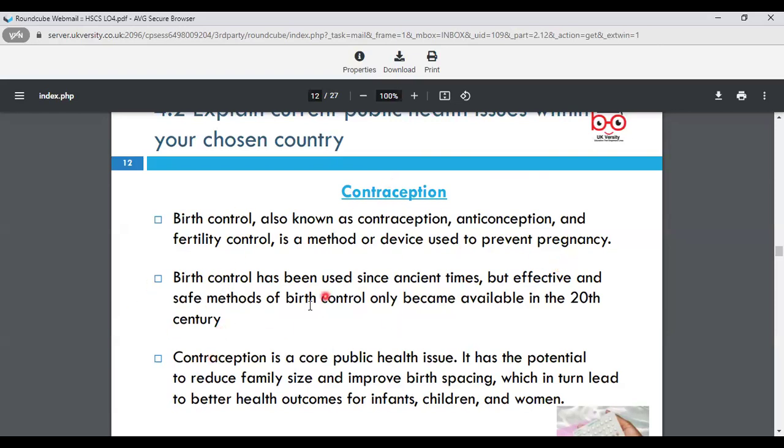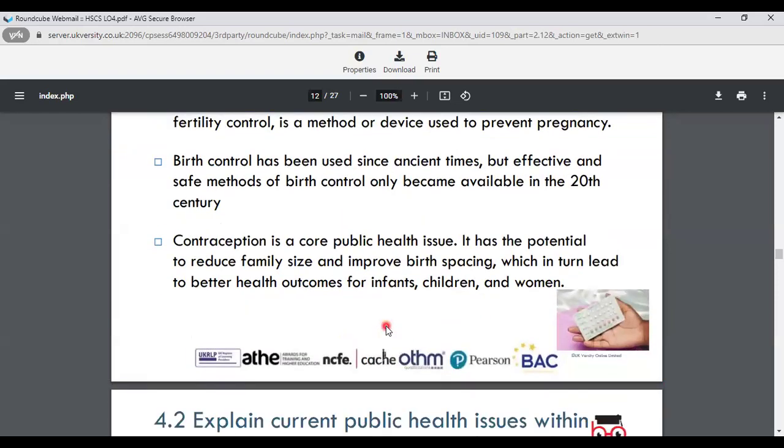So these are birth controlling mechanisms that were used since ancient times, but effective and safe methods of birth control only became available in the 20th century. Otherwise, they were very dangerous, even life-threatening, like abortions themselves. They were considered as birth controlling methods, but it's not true.